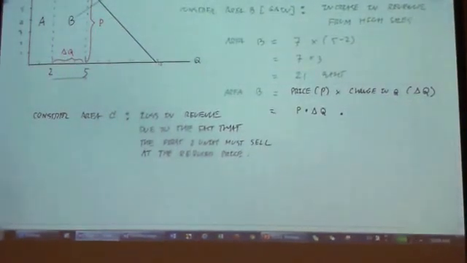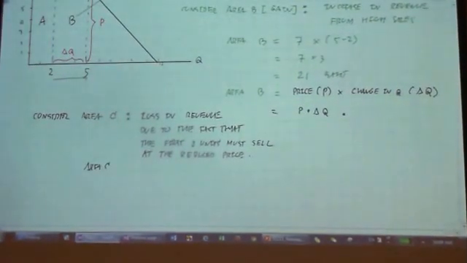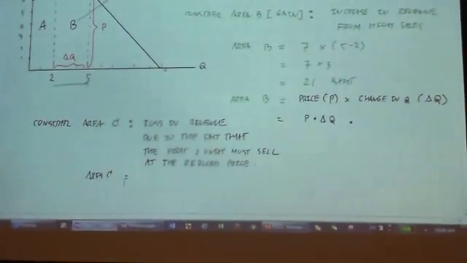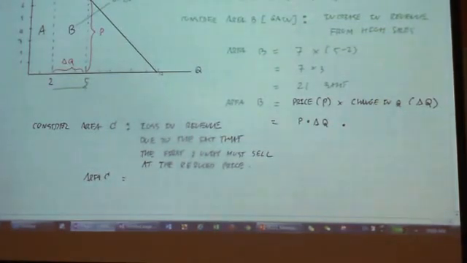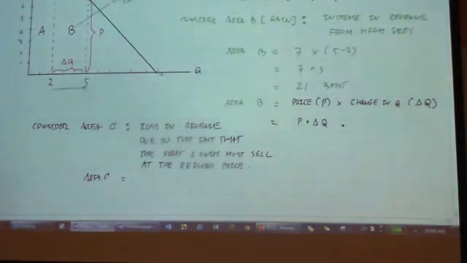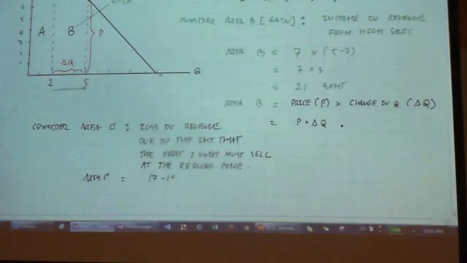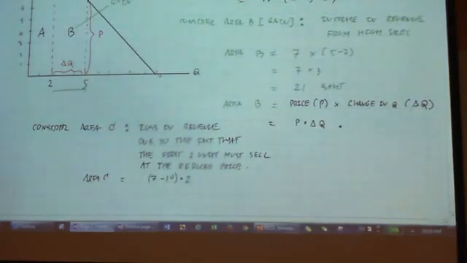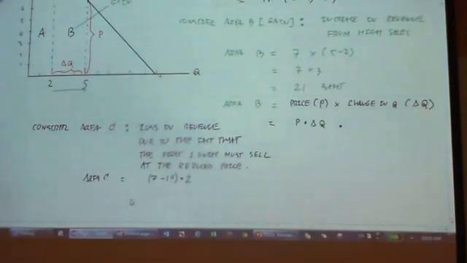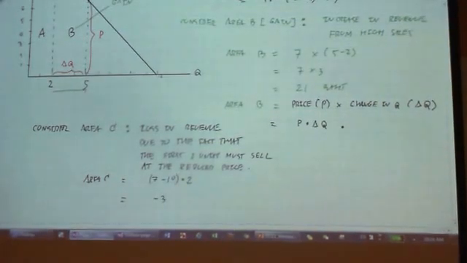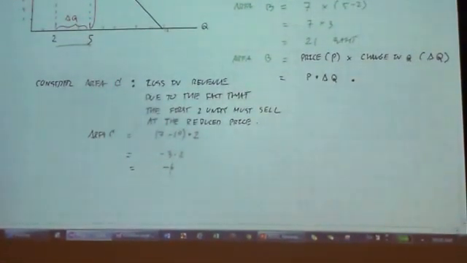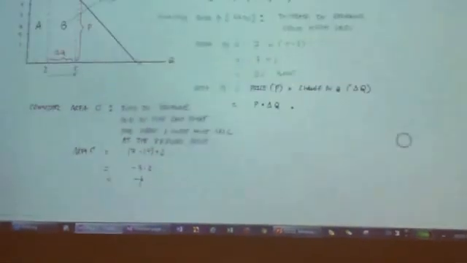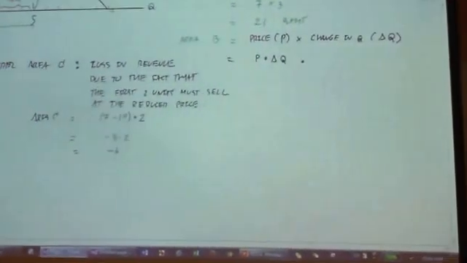By how much? Let's work with the number first. So area C equals what? Equal to 10 minus 7. Or rather 7 minus 10, new minus old, times what? Times 2. So minus 3 times 2 is minus 6. Minus 6.